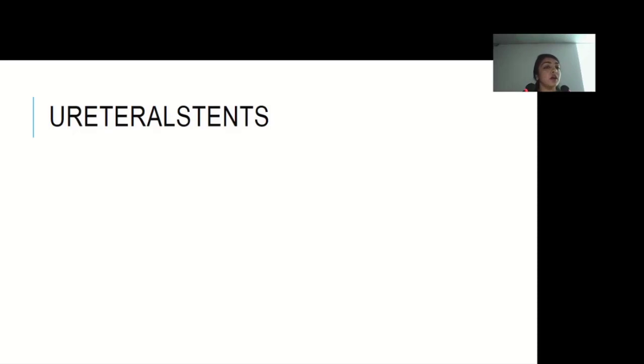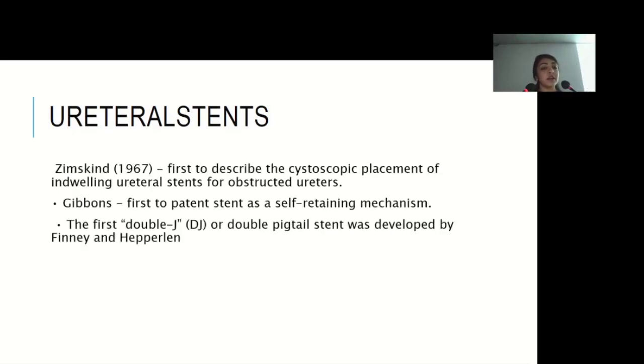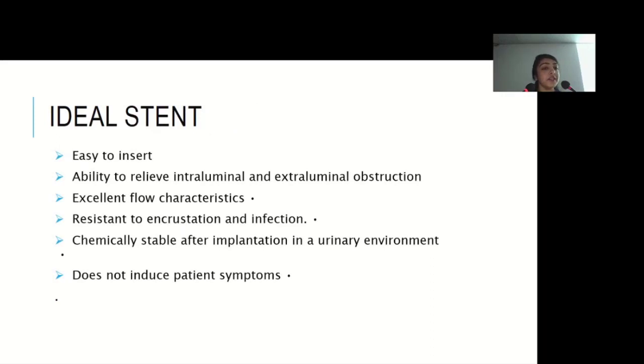The next topic of today is ureteral stents. The first double J pigtail stent was developed by Finney and Hepperlen. An ideal stent is easy to insert and able to relieve intraluminal and extraluminal obstruction. An ideal tube has excellent flow characteristics. It is resistant to incrustation and infection, chemically stable, and most important, it does not induce patient symptoms.